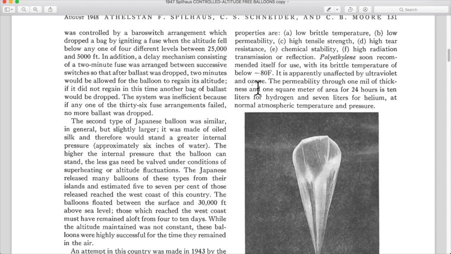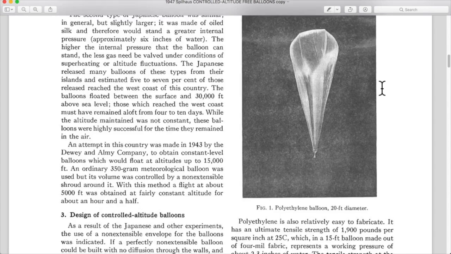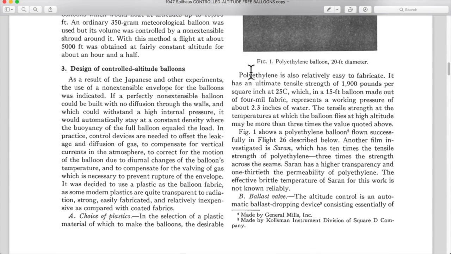And 1 square meter of area for 24 hours is 10 liters for hydrogen and 7 liters for helium at normal atmospheric temperature and pressure. 10 liters and 7 liters for 24 hours seems pretty high to my recollection, but maybe they had crappy plastic. So polyethylene is also easy to fabricate. It has an ultimate tensile strength of 1,900 pounds per square inch at room temperature, which in a 15-foot balloon made out of 4 mil plastic represents a working pressure of about 2.3 inches of water.